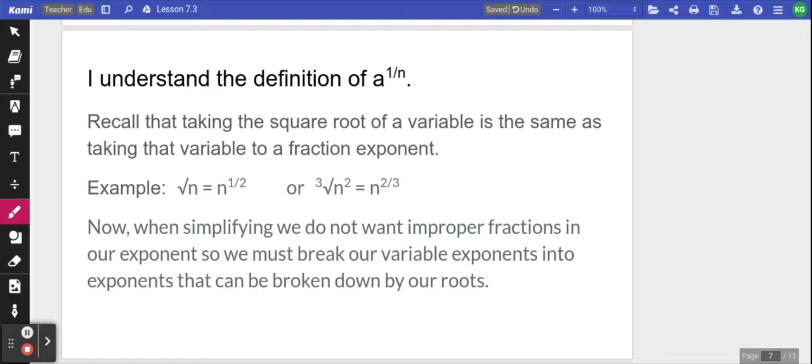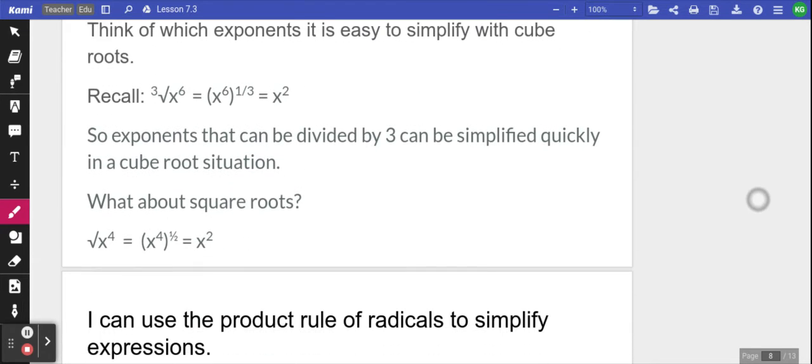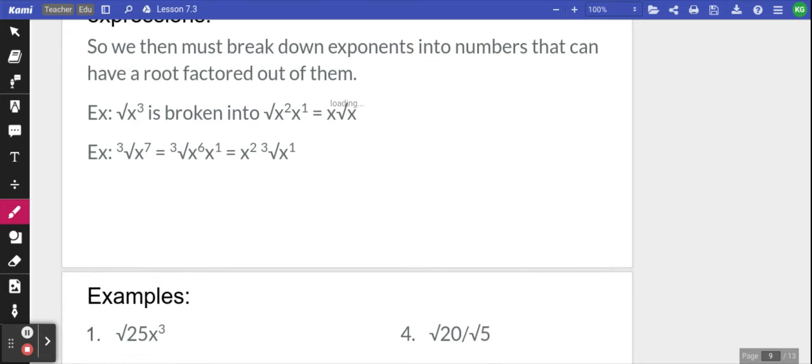So now we're going to start working with our variables, with our roots. Remember that taking the square root of the variable was the same thing as putting the variable to the 1/2, or taking the cube root of the variable was the same as putting that number to the 2/3 power. But when we're simplifying our variables, we don't want fractions. We only want whole numbers to come out. So sometimes we're going to have to break up our variables into numbers that can come out and remainders, kind of like we did with our perfect squares and our primes.